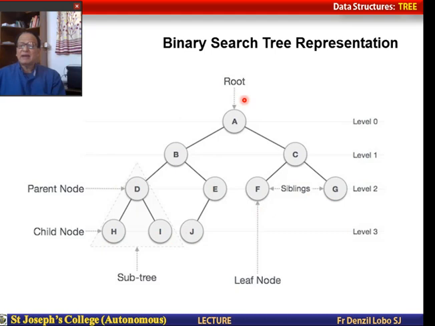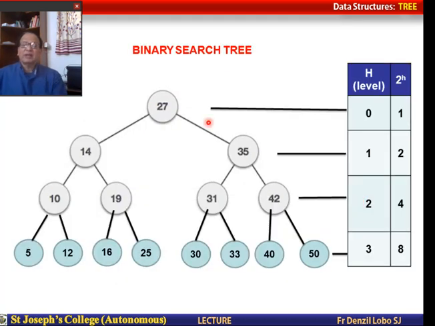And I mentioned also level. So the root node is at level 0, and its children are at level 1, grandchildren are at level 2, etc. It goes on. So levels are also called the height of the tree. For example, here is an example of a binary search tree. As you see, that contains data items, numbers, 5, 10, 12, etc.